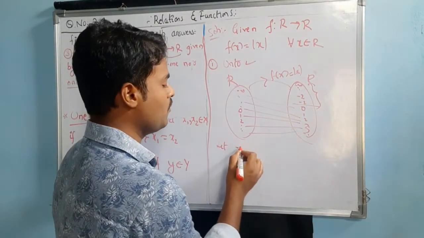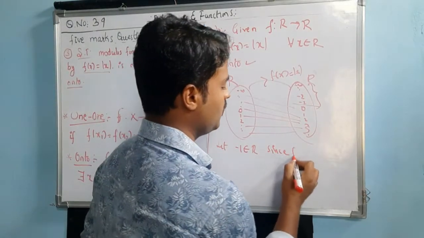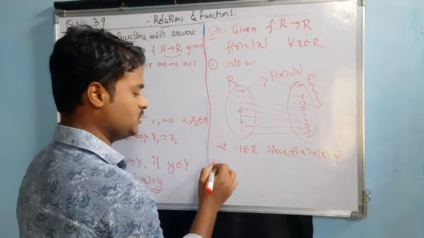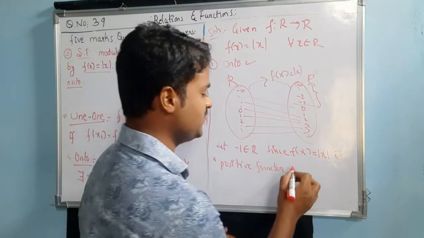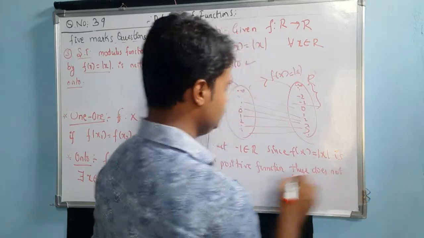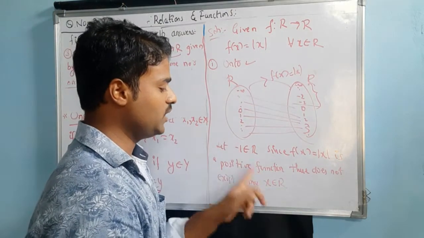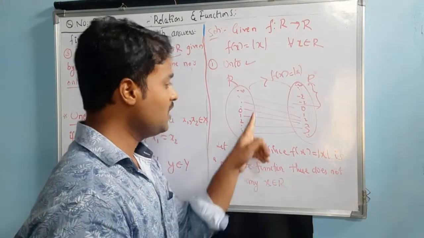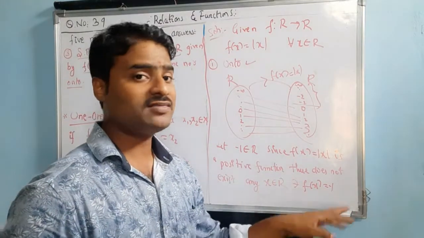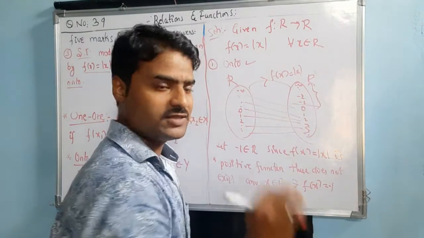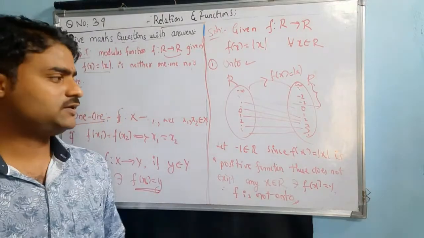For that, let -1 belong to R. I am choosing -1 here. Since f of x equal to mod x is a positive function, there does not exist any x in R here. There is no x corresponding to -1, meaning no preimage for -1. There does not exist any x in R such that f of x equal to -1. This cannot happen, because it is a positive function, -1 cannot come here. Therefore f is not onto, right? So choose it here.